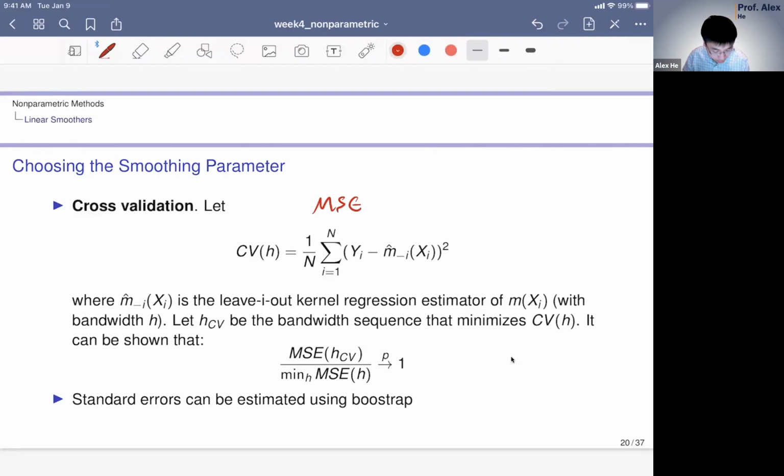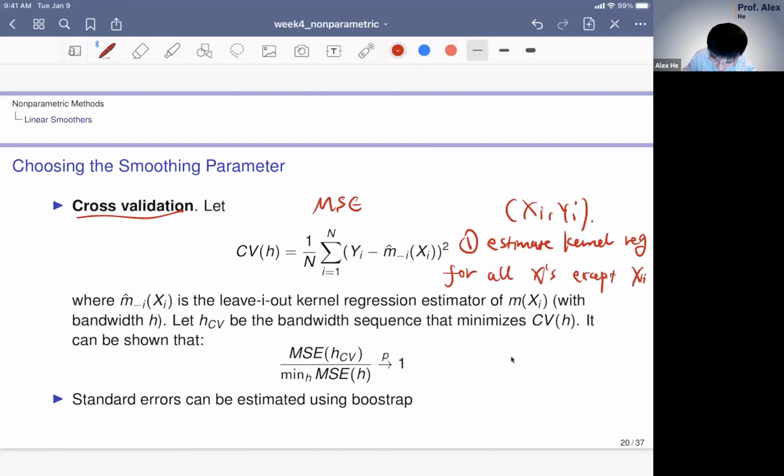So basically here, we would just do a cross-validation. For every observation i, which has xi and yi, we first estimate this kernel regression for all the x's except xi. Okay, so that's what this minus i means. It means everything except i. So it's like the leave-one-out cross-validation. I don't know if you have seen that before. You should have. Yeah, we've seen that. Okay, so it's the same idea as the leave-one-out cross-validation.